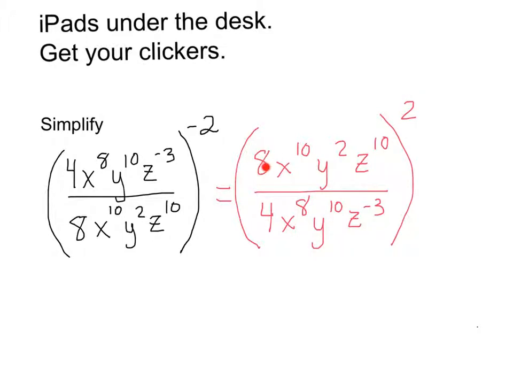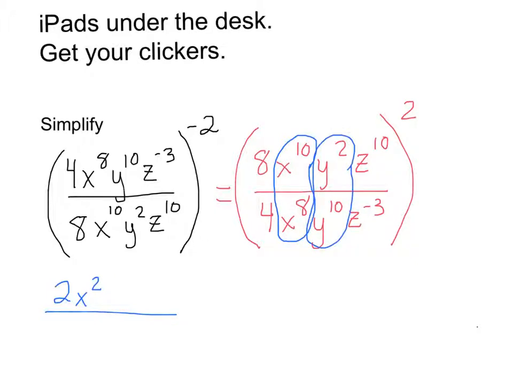So 8 divided by 4 is what? 2. So I've got 2 on top, okay? And x to the 10th divided by x to the 8th is x squared where? X squared on top, good. Remember, when you divide like bases, x and x are like bases, you subtract their exponents. Y to the 2nd divided by y to the 10th is y to the 8th where? Y to the 8th on bottom.